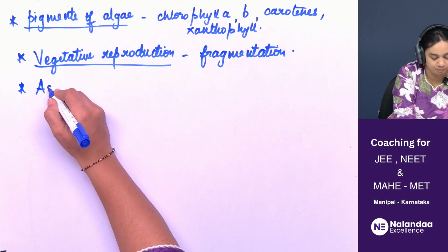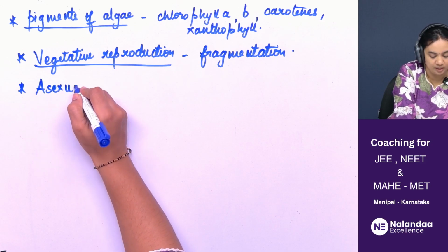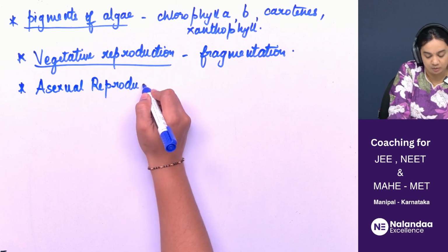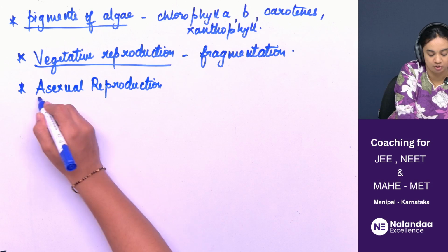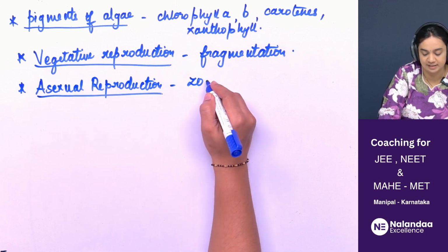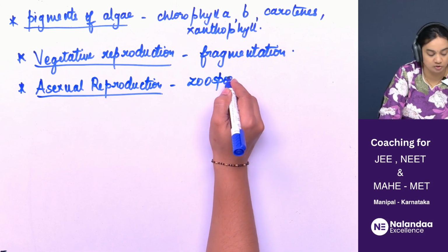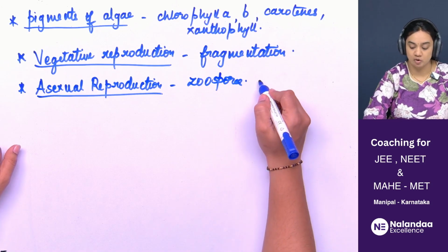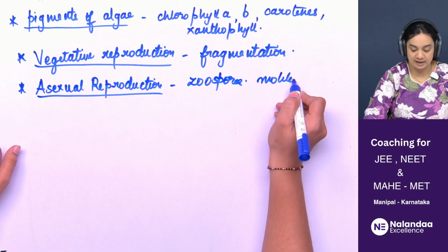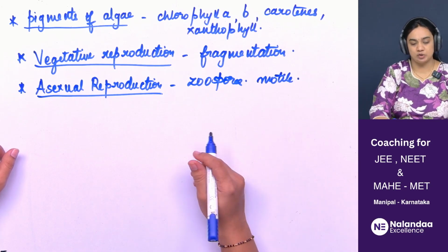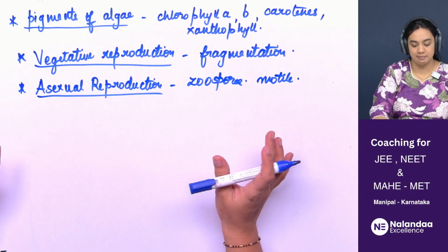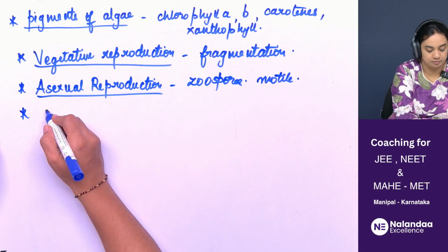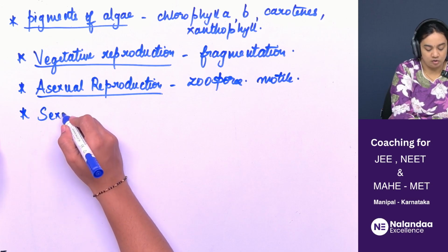Then asexual reproduction. Now asexual reproduction is by the formation of asexual spores, mainly in this case zoospores. Asexual spores like zoospores, which are motile, and sometimes aplanospores can also be found, which are non-motile, but majorly asexual reproduction is by means of zoospores.